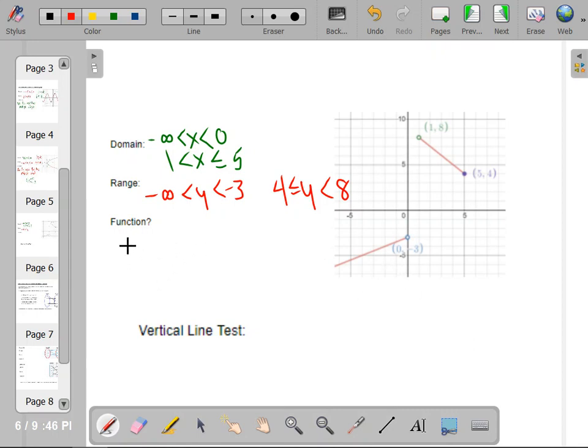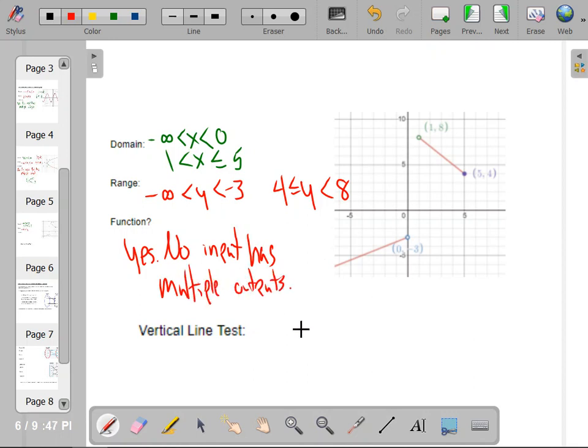Is it a function? It sure is, because no input has multiple outputs. You're always pretty much going to say the same thing. Okay. No input has multiple outputs, so it's a function. It passes the vertical line test.